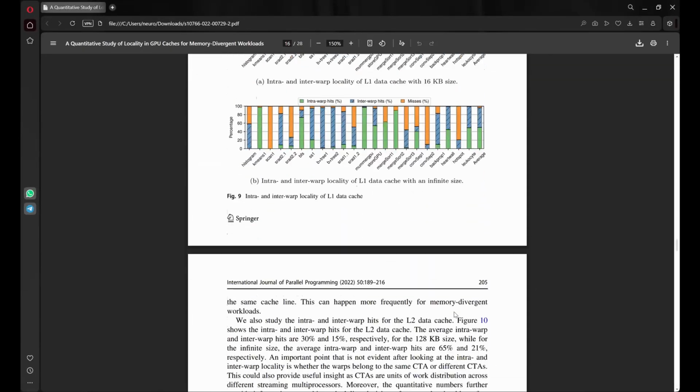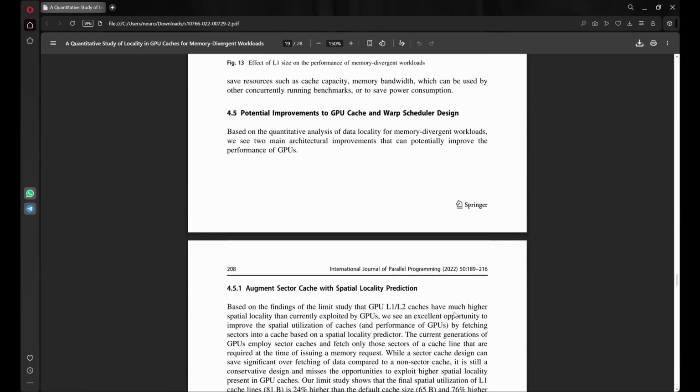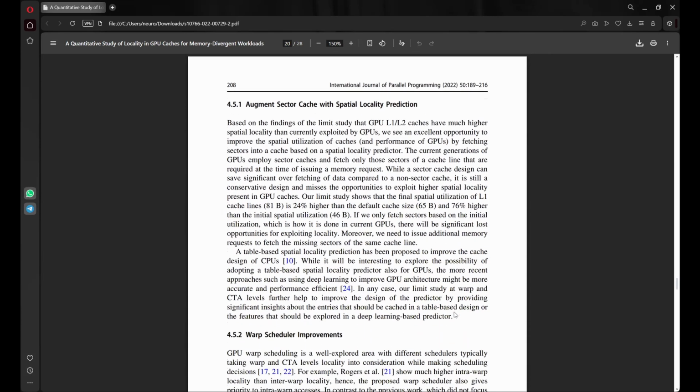So that kind of justifies the need for sector-based cache fetching, but sometimes fetching just the sector can underfetch, and you might have to issue another memory transaction to bring the data that you need. When in the first place you could have brought in multiple sectors into the cache and not have had to issue a separate memory transaction for it. Okay. Does that make sense?